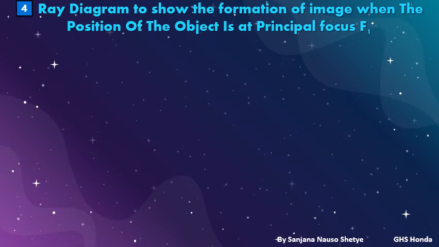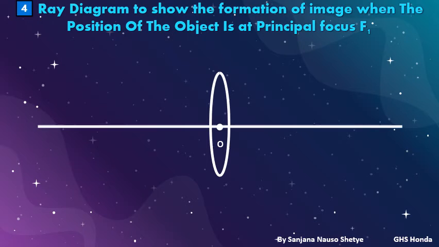Fourth, ray diagram to show the formation of image when the position of the object is at principal focus F1. Draw a convex lens with center O. Draw the principal axis. Mark the points F1, F2, 2F1 and 2F2 at equal distances which represent focal length. Draw an upward arrow from the principal axis which represents an object.